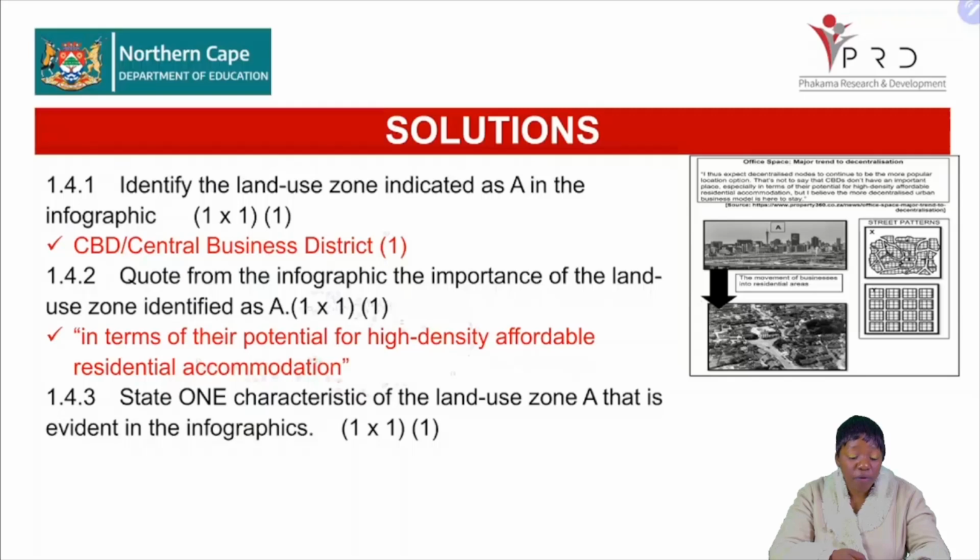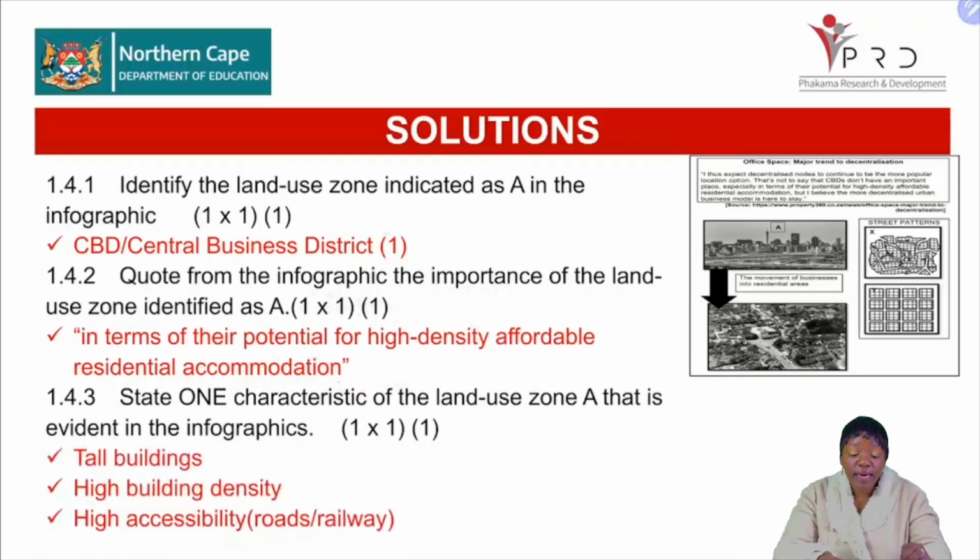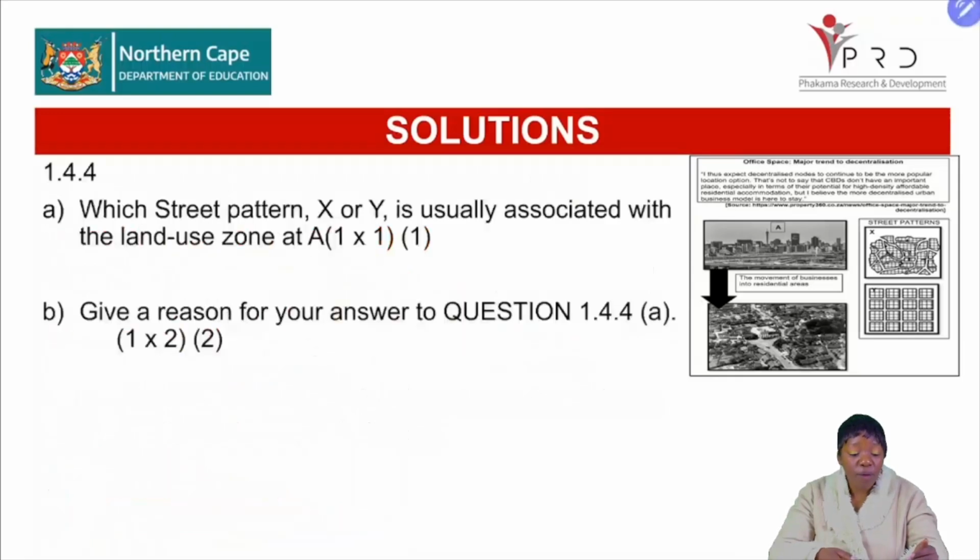Then your 1.4.3, you state one characteristic of the land use zone A that is evident. Remember the characteristic. We're talking about the tall buildings. What are the things that you identify in order for you to say this is indeed a CBD? Remember in the CBD, there are tall buildings. Then we're looking at the high building density. The buildings are close to each other. And also we're looking at the high accessibility in terms of the road as well as the railway. That area is accessible.